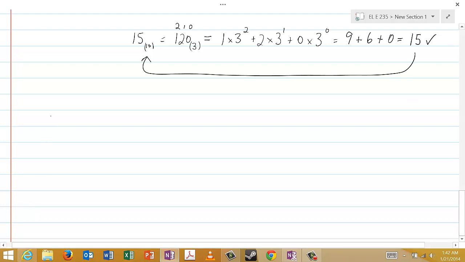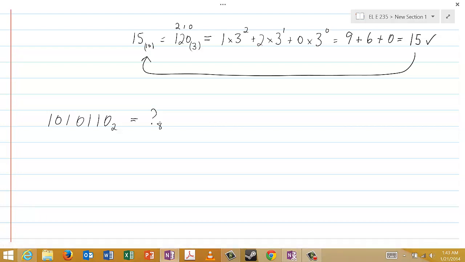Let's suppose that we had the number 1, 0, 1, 0, 1, 1, 0, base 2, and we wanted to know what this is in base 8. Well, since 8 is 2 to the third power, this technique will only work if one base is equal to the other base to some power. But in this case, that is the situation.